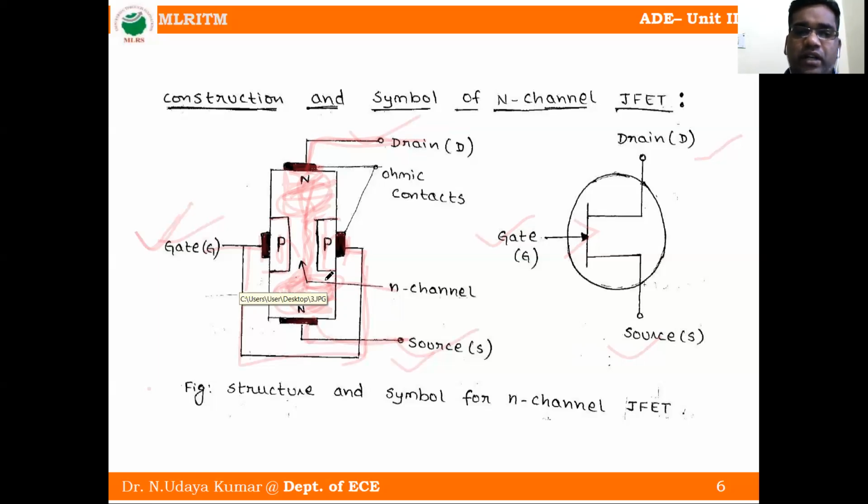I repeat. Source is an N-type material here, N-channel JFET. So the source is always connected to the negative terminal of the battery. Both are negative, so N-channel has negative charge and the battery terminal is also negative, so both repel. Repel means electrons move from source to drain, from bottom to up. So that is called the source terminal.